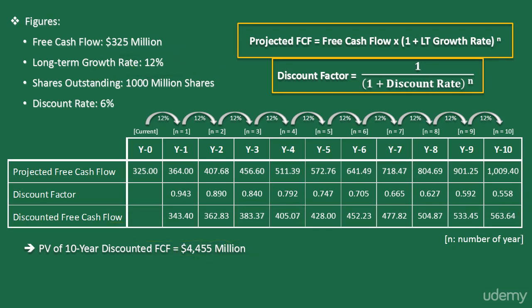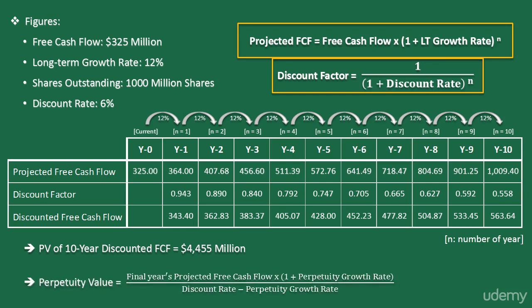The next thing that we'll need to calculate is the discounted perpetuity value, which is often known as the terminal value of the business. We'll use the following formula to estimate the present value of perpetuity value of the stock in our example. Perpetuity value equals the final year's projected free cash flow times 1 plus perpetuity growth rate, divided by discount rate minus the perpetuity growth rate. In our example, the final year's projected free cash flow is the year 10 free cash flow. We'll use the projected free cash flow of year 10, not the discounted free cash flow, because we'll calculate the discounted value later.